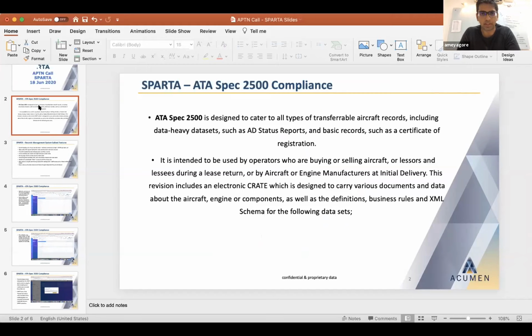So just quickly on ATS Spec 2500, it is known as a basic standard for aviation technical records. It's designed to cater to all kinds of transferable aircraft records, which are essential for cross-jurisdictional transactions of assets. And it is also intended to be used by the operators or lessors or anybody who's buying or selling airplanes.